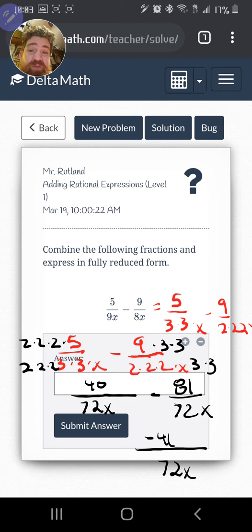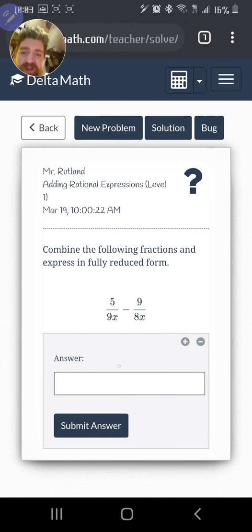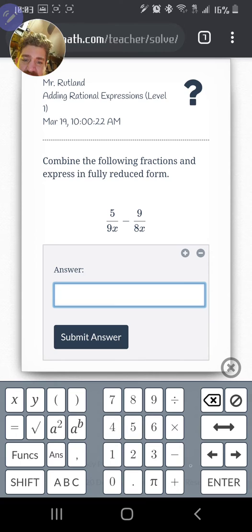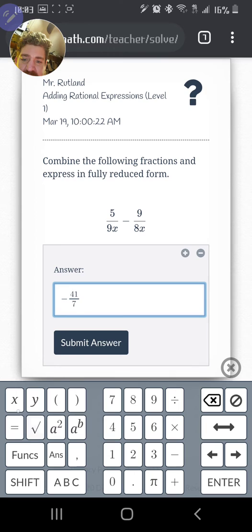Okay, so that appears to be the solution, negative 41 over 72x. We have to make sure it's reduced, which we can type negative 41 over 72 into our calculators and see if it reduces it. I don't think it reduces it. Negative 41 over 72x. Let's try it out. Negative 41 over 72x.